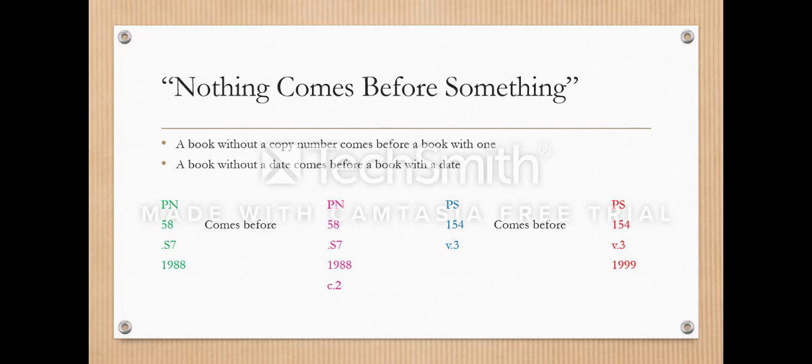One concept which it is important to be familiar with is the concept of nothing comes before something. A book without a copy number comes before a book with a copy number. A book without a date comes before a book with a date. So, PN 58 S7 1988 comes before PN 58 S7 1988 copy 2. PS 154 volume 3 comes before PS 154 volume 3 1999.